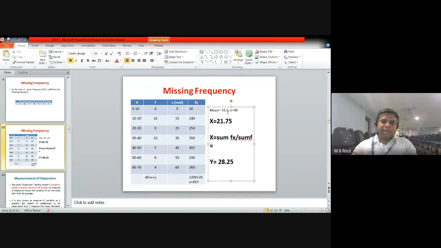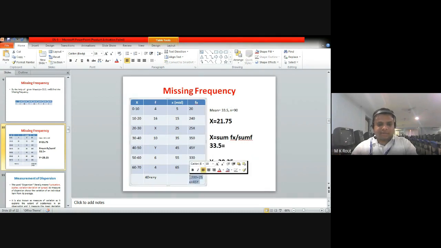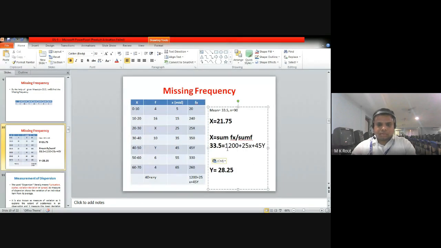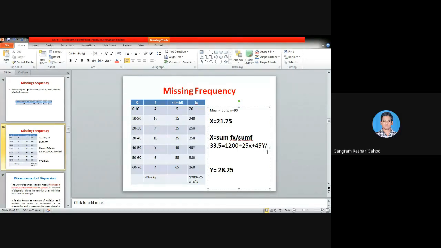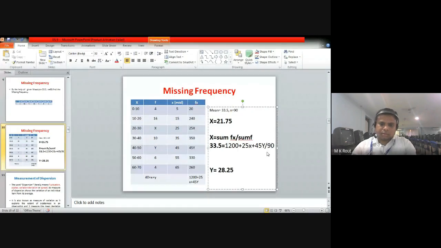Exactly. But in this case the mean value is already given. That means 33.5 is already given. And sum of fx is given, just write here. And divide by sum of frequency, which is how much? 90. Okay. If you simplify this one, that means 90 is directly multiplied with this number. So here I write 33.5 into 90 equals 1200 plus 25x plus 45y.